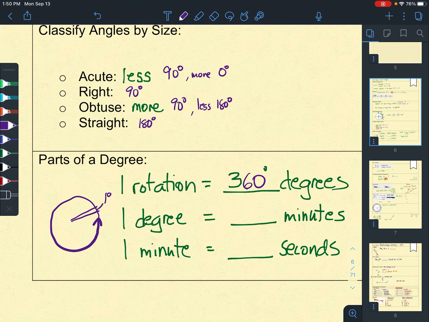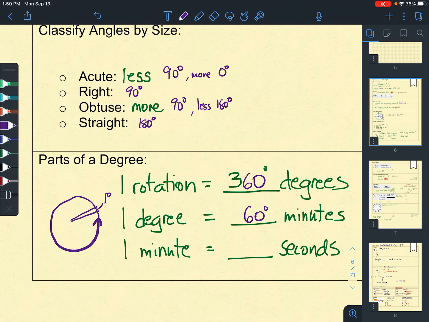We can cut up a degree into smaller parts, and what we get is minutes. Would you like to guess how many minutes there are in a degree? What number do you associate with minutes? 60. Yeah. 60 minutes in 1 degree. So that little sliver of the pie can be cut up into 60 smaller pieces.